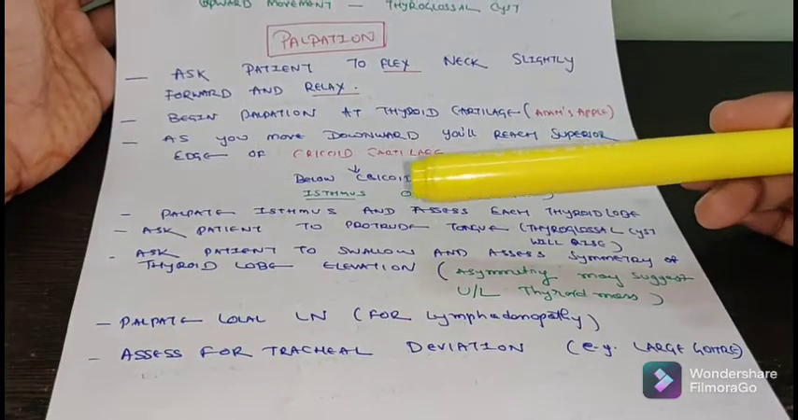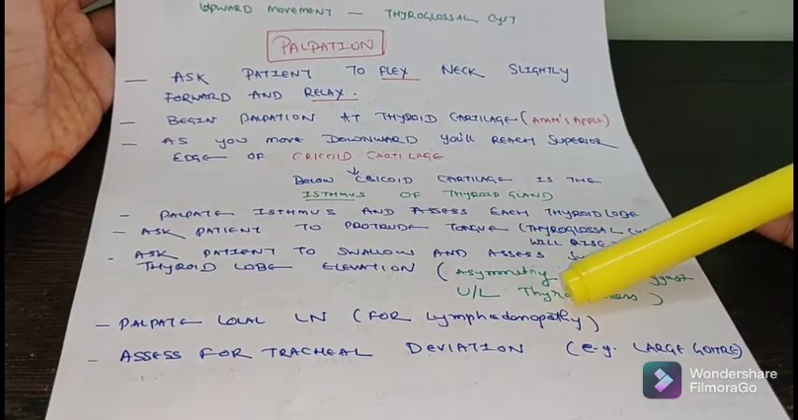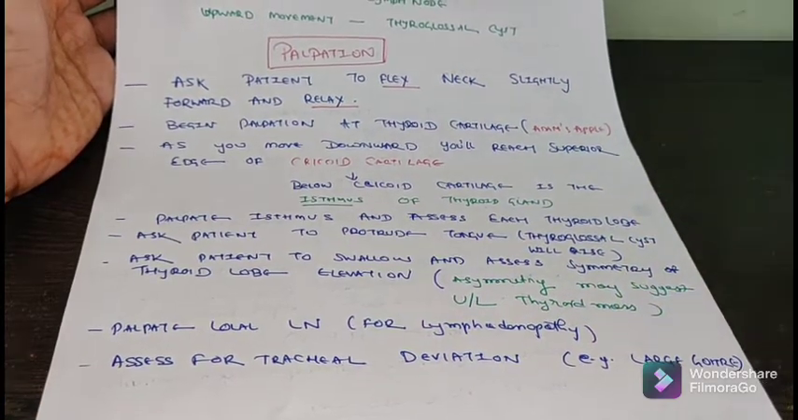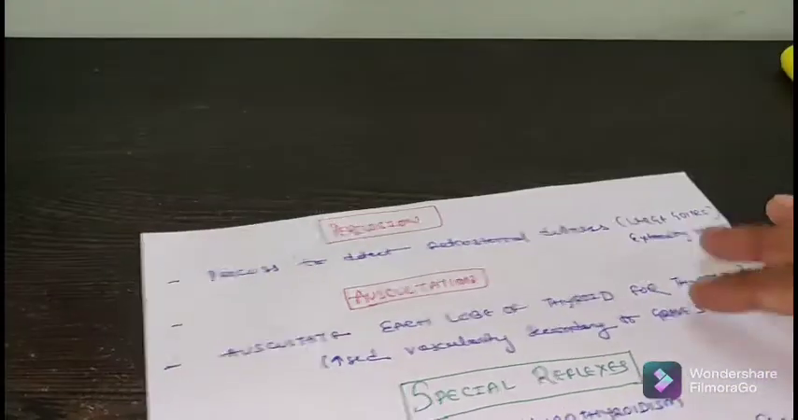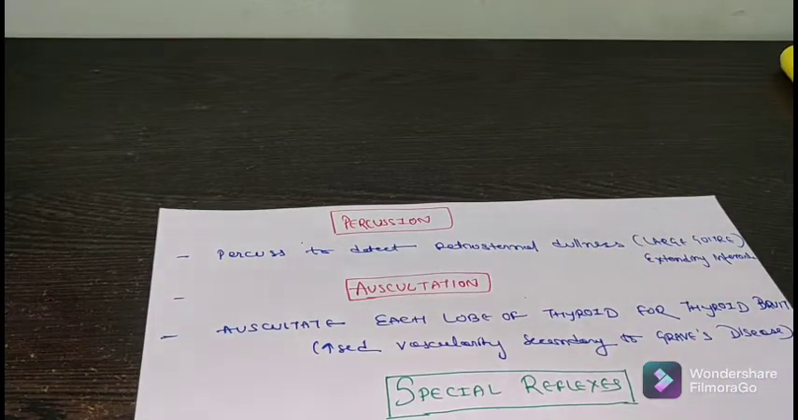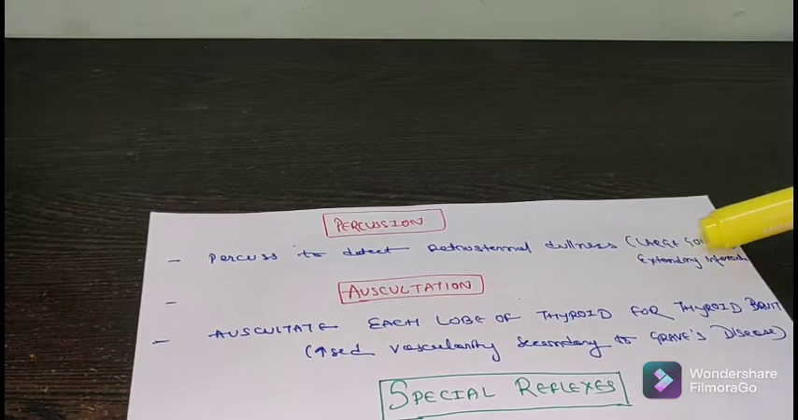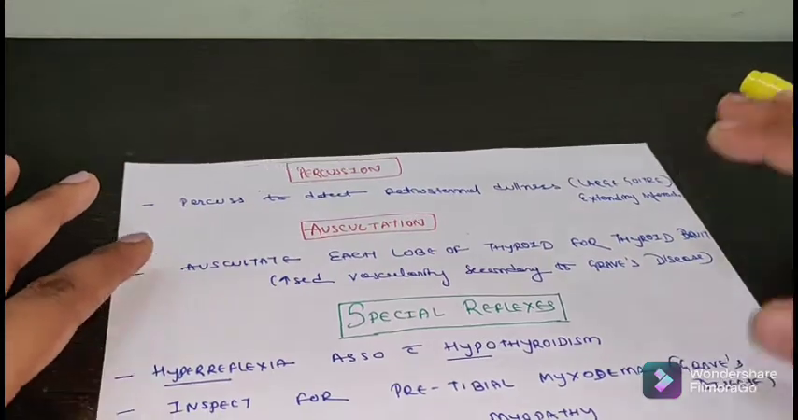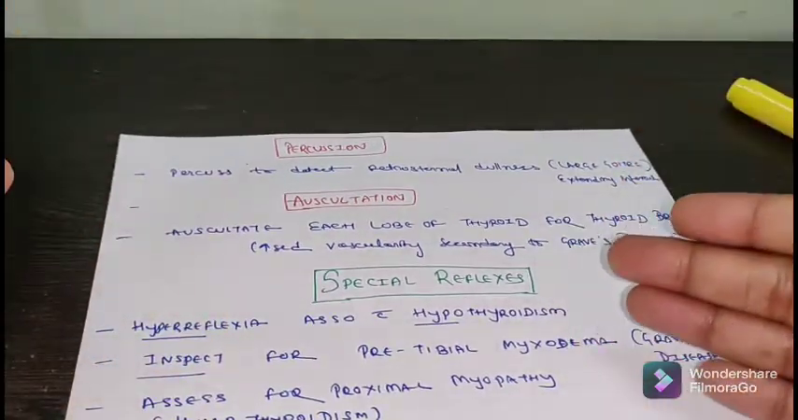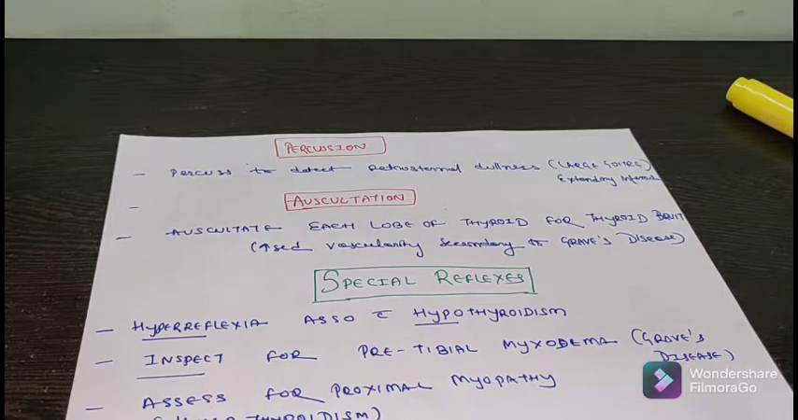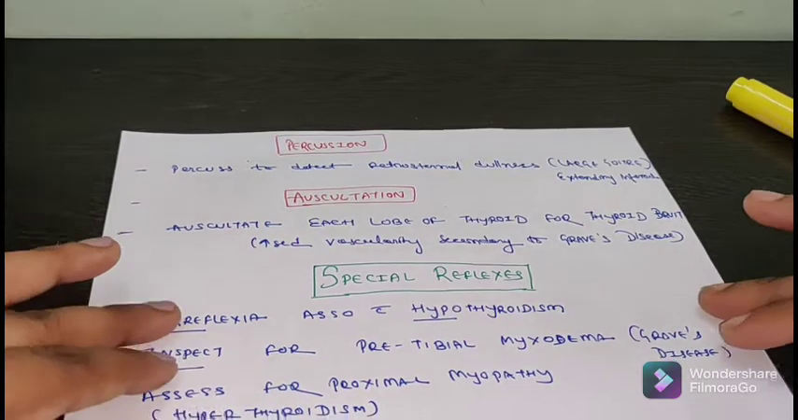Palpate the local lymph nodes for any lymphadenopathy and assess for tracheal deviation, that is a large goiter. Next, coming to percussion. Percuss to detect any retrosternal dullness or large goiter extending inferiorly. In auscultation, auscultate each lobe of the thyroid, that is the right lobe and the left lobe, for any thyroid bruit. It is increased vascularity, secondary to Graves' disease.